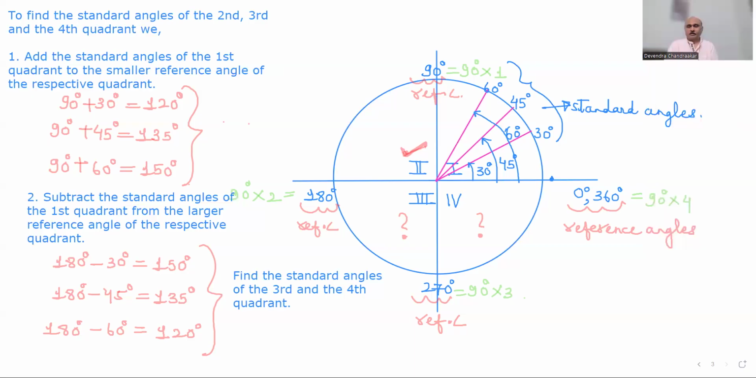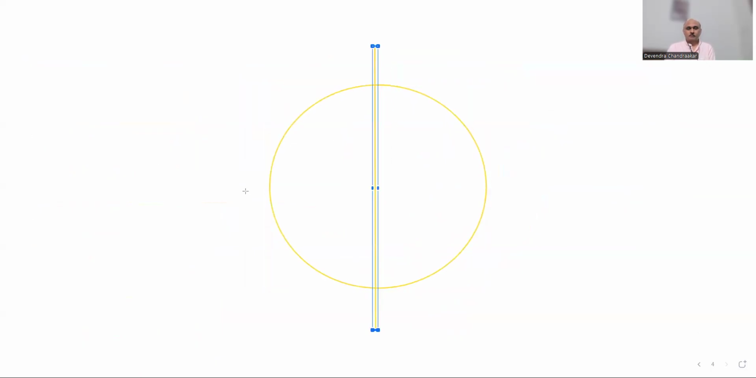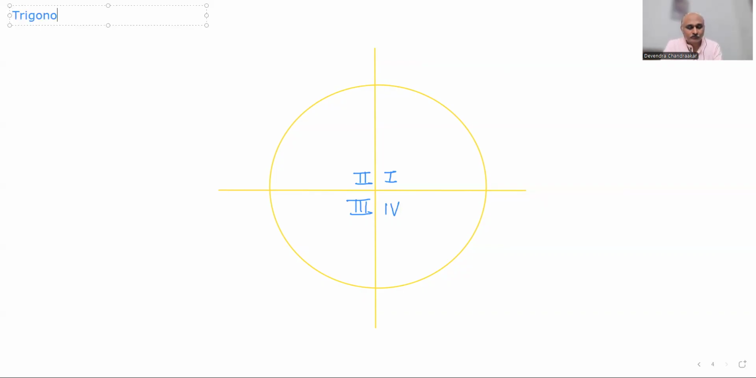Now let's move ahead with the next part of the quadrant. Let's learn some more attributes of the quadrant. Again, now you are very well aware that the quadrants are the first quadrant, second, third, and fourth. Now I'll be using this term trigonometric values. I'll be frequently using this term.